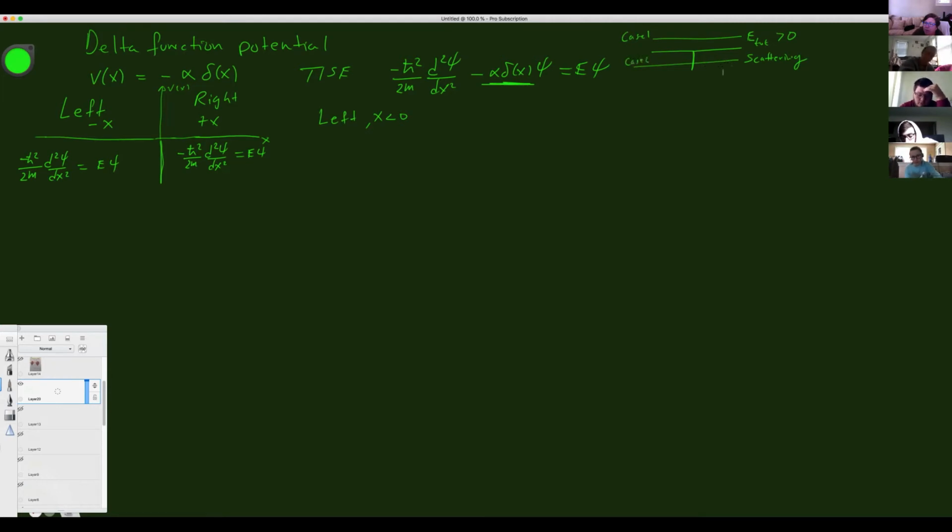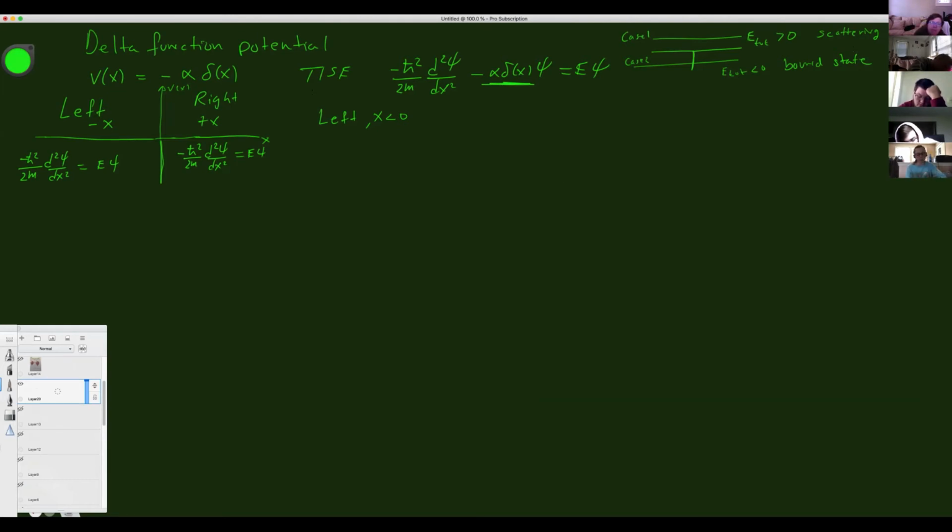Okay, E total. Oops, hold on. Let me erase this. I'm going to move this picture out of the way. So we'll write E greater than 0, that's a scattering state. And then E total less than 0 is a bound state, right? By our rules for bound and scattering states from before.